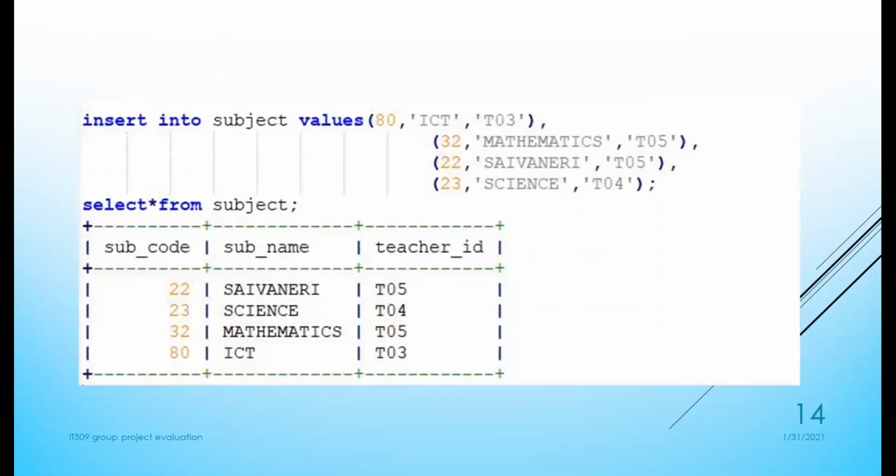Okay, this is the subject table. We are inserting the four subjects, code, and the name, and the teacher ID. Before, the teacher table had the teacher ID, and the subject table also has the teacher ID. So we are connecting the teacher ID as the foreign key.